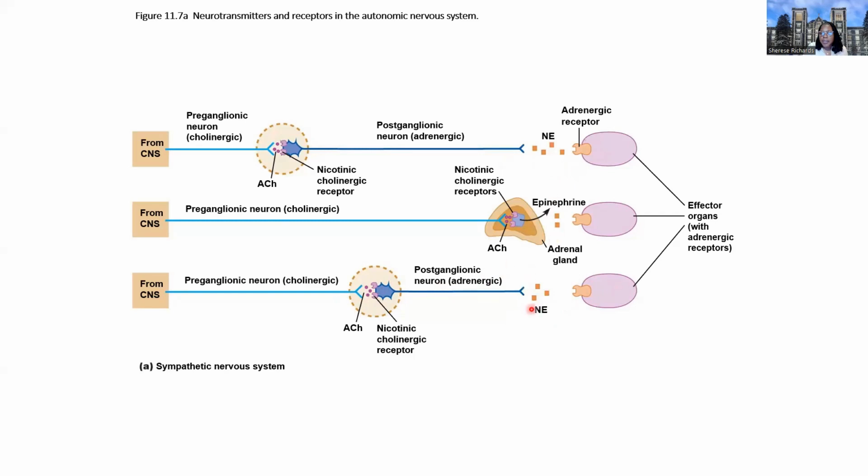So those are the three types of routes or pathways in the sympathetic nervous system, and notice that they're all having the preganglionic neurons be cholinergic, releasing acetylcholine, and then all having the postganglionic neurons or the chromaffin cells being adrenergic, releasing either norepinephrine or epinephrine, and then binding to their unique adrenergic receptors.